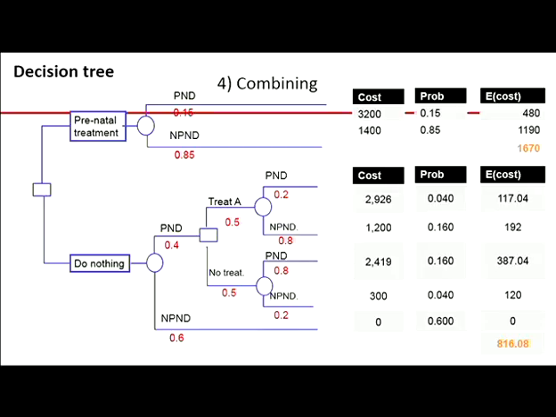Any questions about the decision trees? Always think that whenever there is a probability, it is because there are chances attached to being in each of the branches, okay? If you have a prenatal treatment, there is a chance that you will develop depression, and there is a chance that you will not have any depression, okay? So in those cases, when there are probabilities attached, always make sure that they sum up to one, and that these are events that are mutually exclusive.